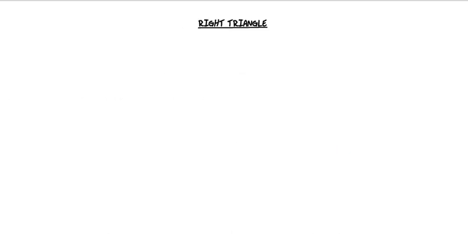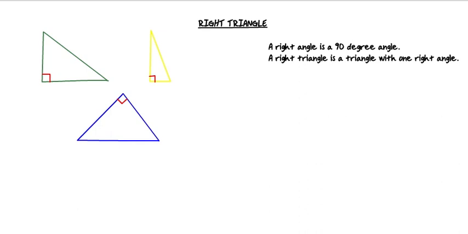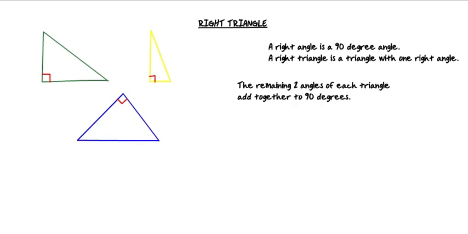Now we're going to talk about right triangles. And these all to the left are different right triangles. You can see that there is that red square marking the right angle or the 90-degree angle. Now a right triangle has only one 90-degree angle, and the remaining two angles add up to equal 90 degrees because a triangle has 180 degrees. 180 minus 90 for a right triangle is 90.